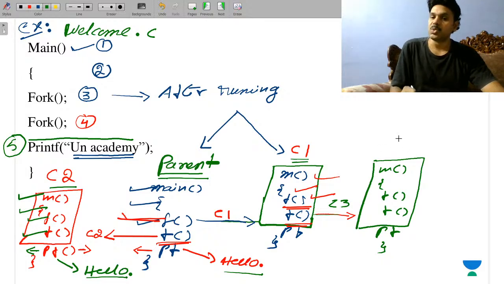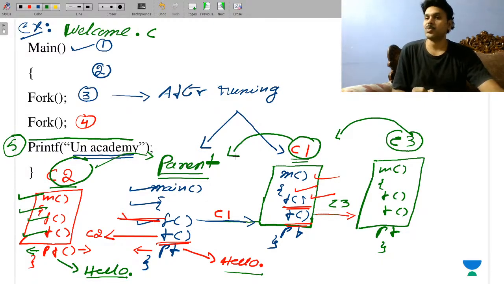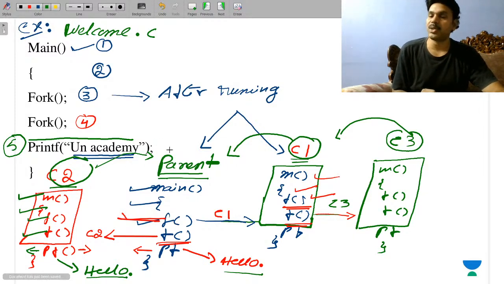So soon after completion of this particular child, this parent, now C3's parent is C1 this time. C3 is the child to C1. Please understand, C2 is the child to this parent, and C1 is a child to this parent. So this parent program has got two subchildren, C1 and C2, and C3 is not a direct child to the original parent. C3 is a child to C1 only.